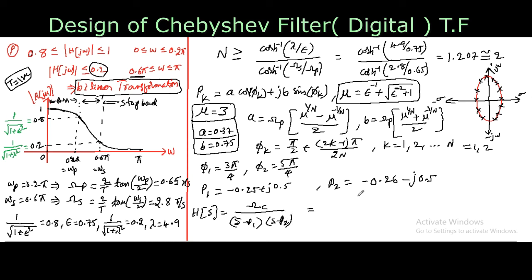Omega c is the cutoff frequency, and p1 and p2 are the pole locations. Just substitute the pole locations directly in this, and later you have to find omega p and omega c also. How to calculate omega c? Cutoff frequency is given by the standard formula we already discussed in the Butterworth filter: omega p by epsilon power 1 by f.